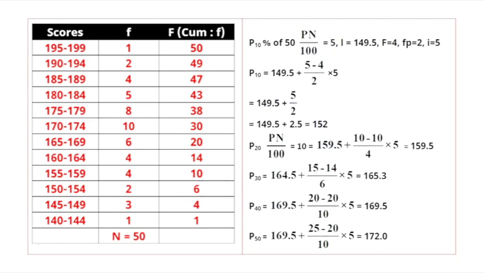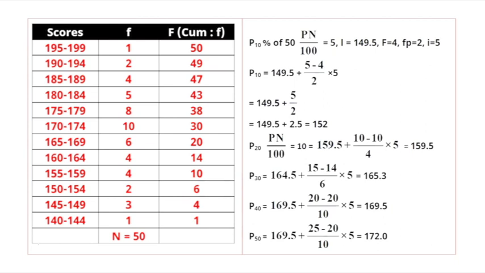Now, you are to calculate the 10th percentile. First you will calculate what the value of 10 percent out of the 50 will be. I have written the formula: Pn upon 100 of n. What is P? P is 10, which you are calculating. What is N? 50. So, 10 into 50 upon 100. This value will come 5.